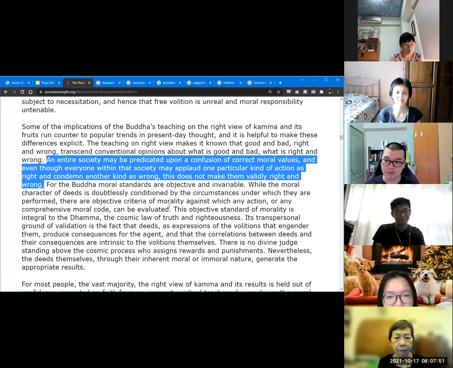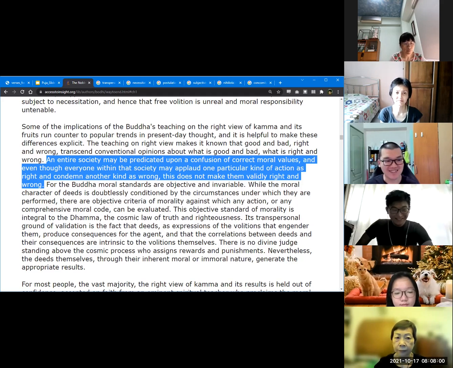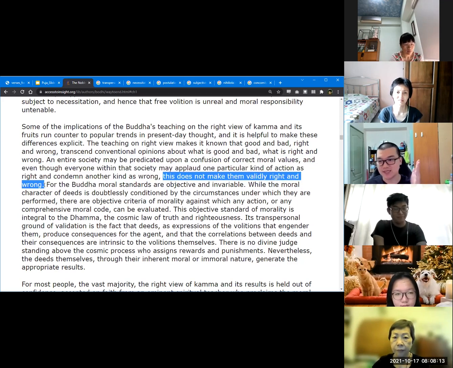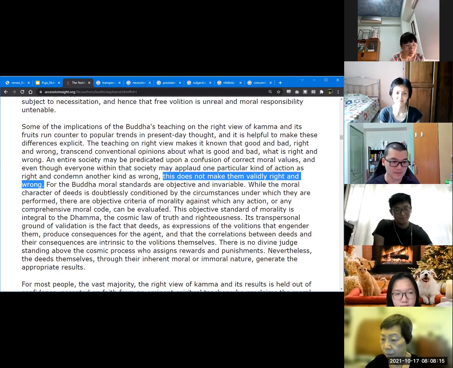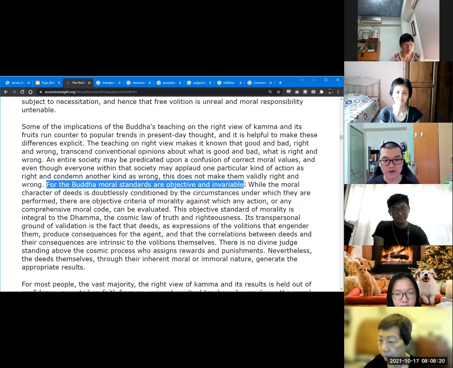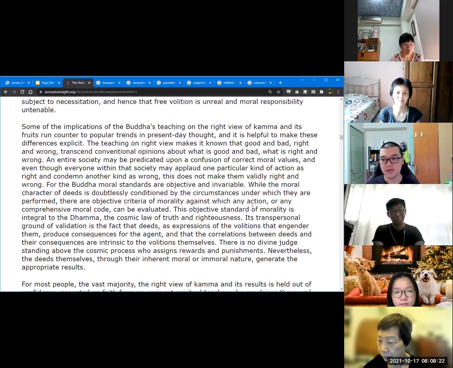You see, in some countries they eat dog and they think it's just fine, right? That society may think it's correct or that there's nothing wrong, but this does not make them validly right or wrong. So I really like this sentence. For the Buddha, moral standards are objective and invariable. Yeah. So that's the second paragraph.